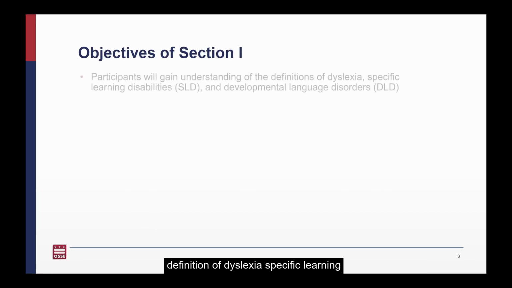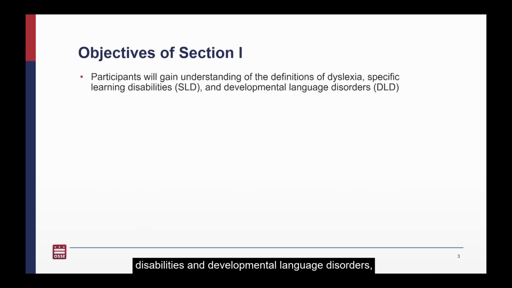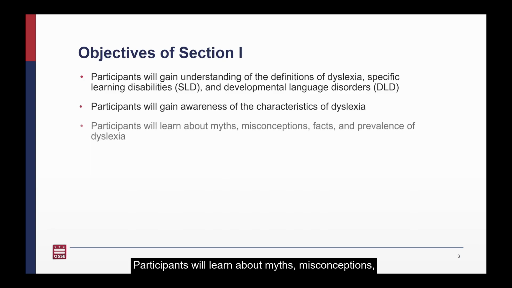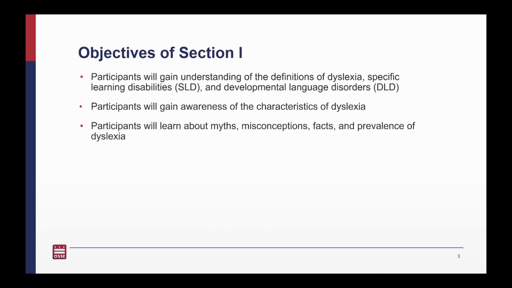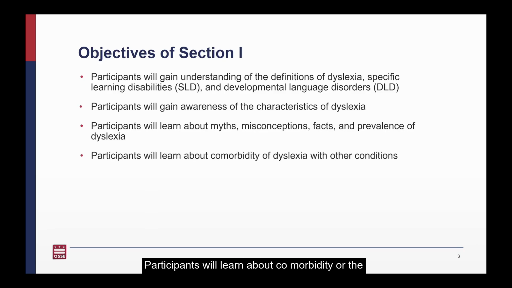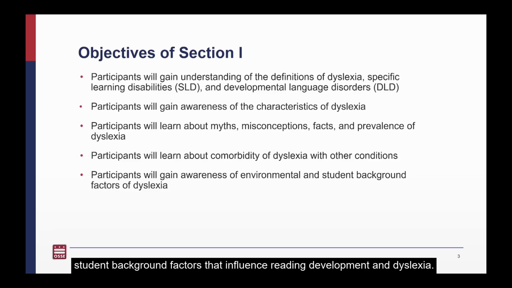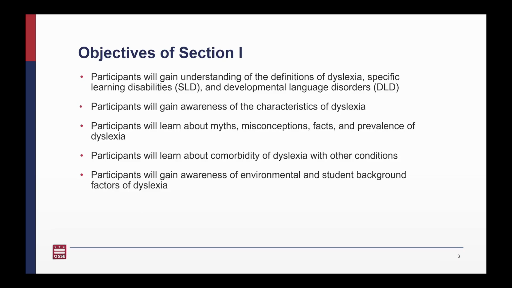Learning objectives of Section 1 are in participants understanding the definition of dyslexia, specific learning disabilities, and developmental language disorders. Participants will gain awareness of the characteristics of dyslexia. Participants will learn about myths, misconceptions, facts, and prevalence of dyslexia. Participants will learn about comorbidity or the co-occurrence of dyslexia with other conditions. Finally, participants will gain awareness of environmental factors and student background factors that influence reading development and dyslexia.